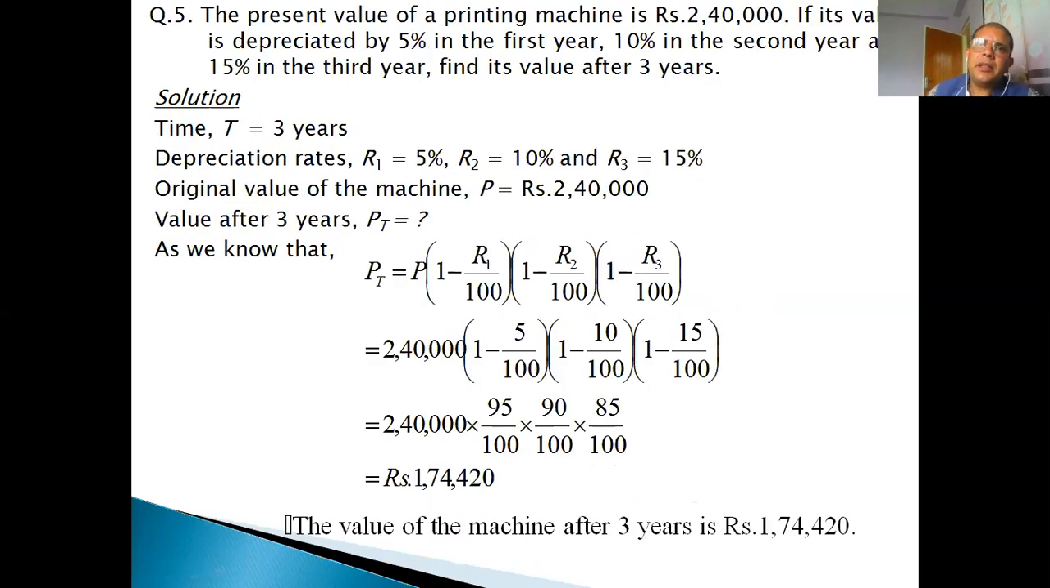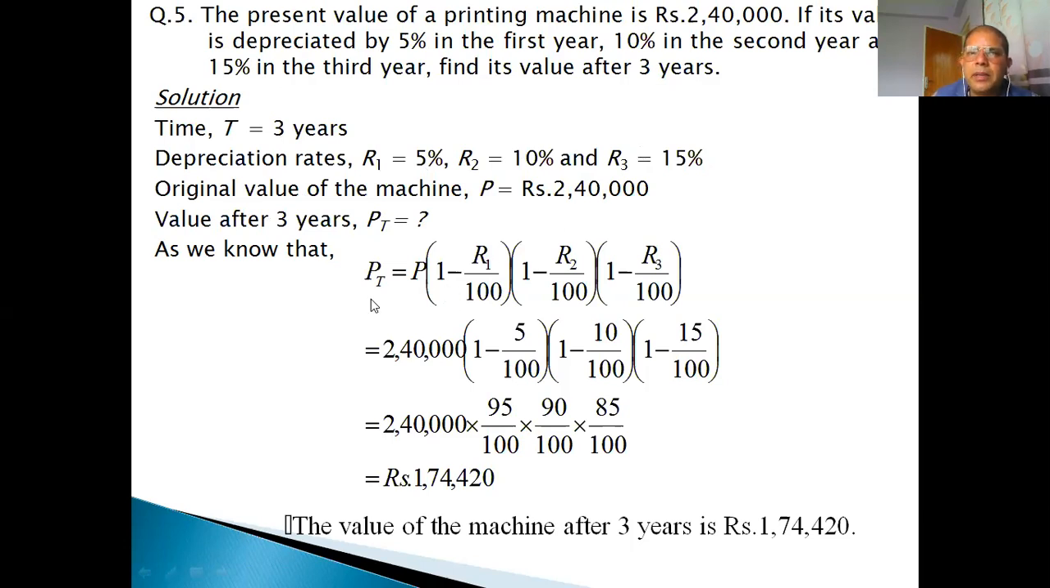Now, number five. The present value of your machine is 2,40,000. If its value depreciated by 5% in the first year, 10% in the second year, and 15% in the third year, find its value after 3 years. Yes, there are different rates given, rate 1, rate 2, rate 3, but the time is 3 years, for successive years.